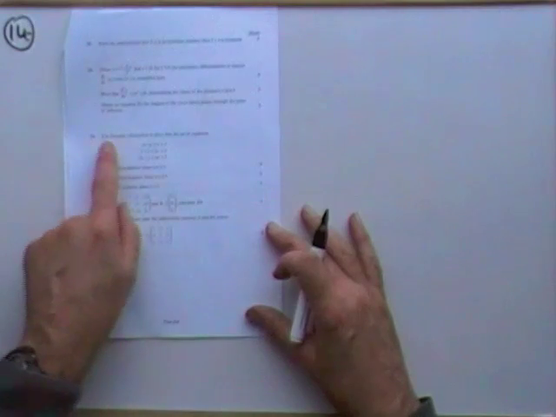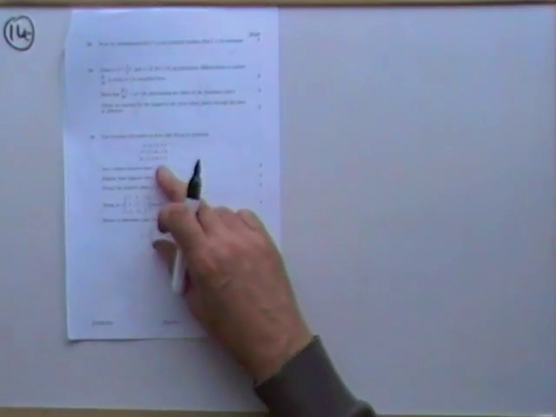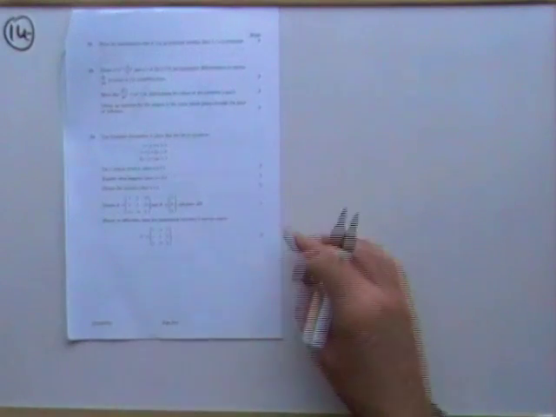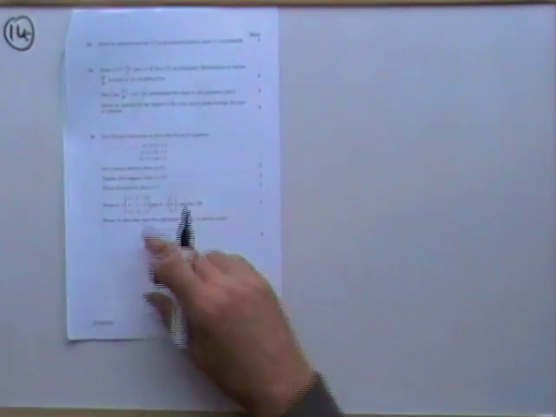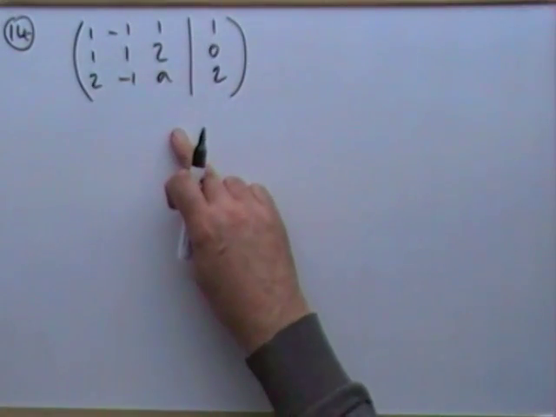Number 14. Use Gaussian elimination to show the set of equations has a unique solution when a is not 2.5. What happens when it's 2.5? And then get the answer when a is 3. That's for 7 marks. Right, I've already set it out here.